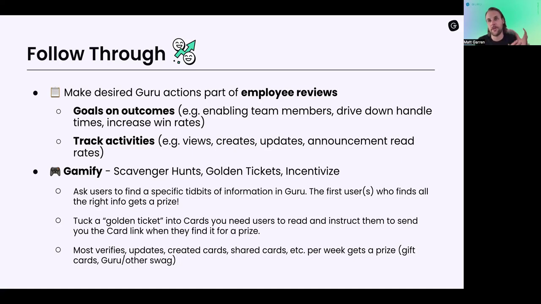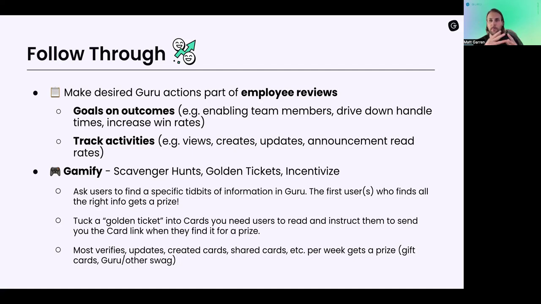And you can see that within their Guru activities, maybe they have really high view counts of certain cards, or they've really been good at reading the announcements, and you can compare that to maybe lower performing folks and see, okay, their handle times are a little bit worse here, and it looks like they're not viewing the cards that some of the top performers view, or they're not reading announcements as much as they should. And so you can have that one-on-one coaching conversation with those lower performing folks around recommending actions for them to take.